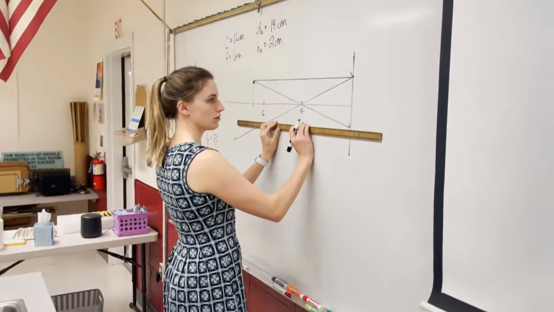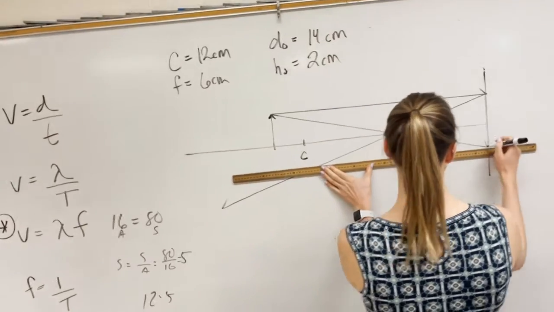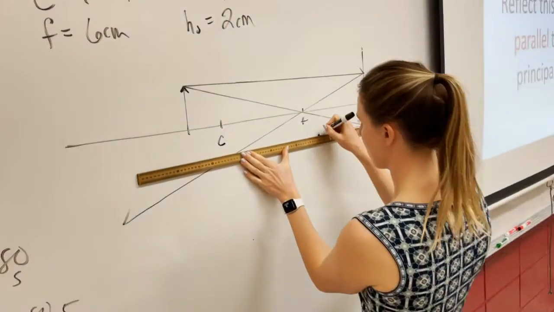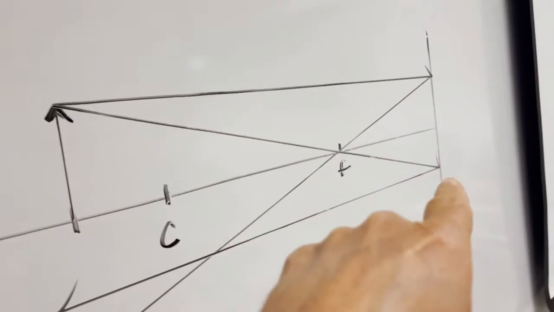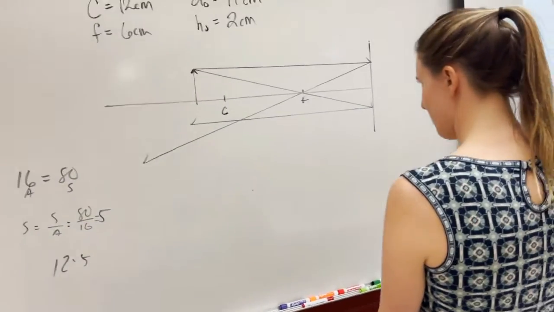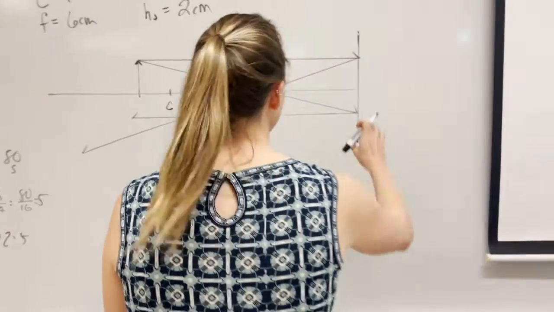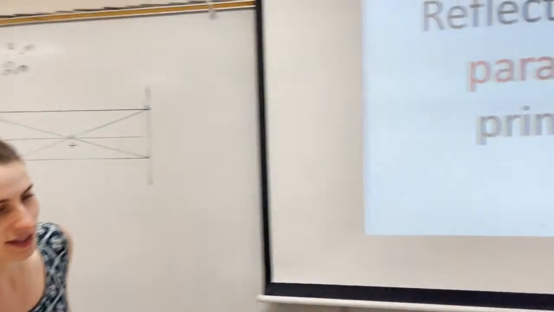So what we're doing is, our first ray came in parallel and reflected through the focal point. The second ray goes through the focal point and reflects out parallel. Is that parallel? It's as parallel as we're going to get. I measured here and I measured there. What's next? All right, next slide.